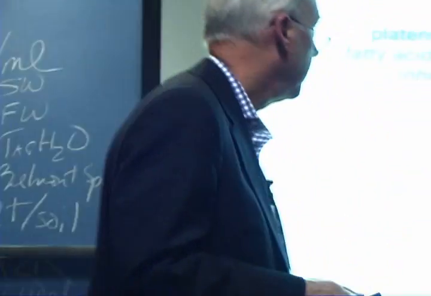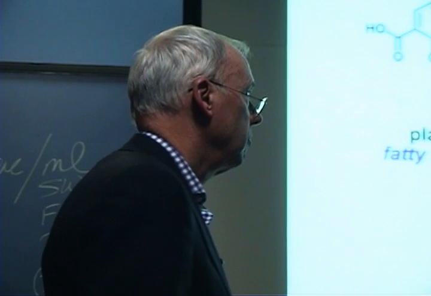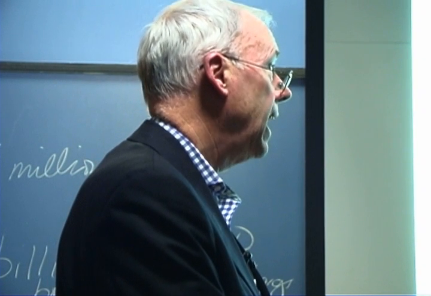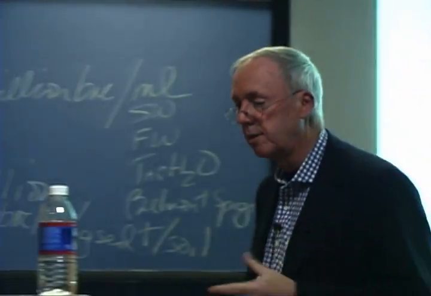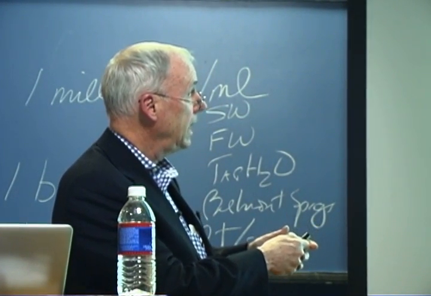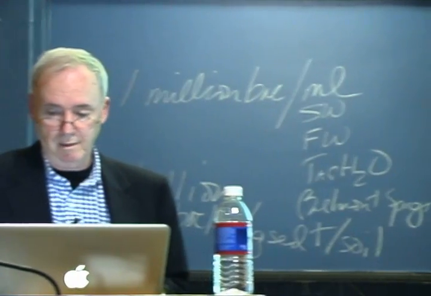So in the concept that there are architectures of natural products that are evolved over eons to bind to their targets, maybe we should focus on new scaffolds. And so there's that abysomycin scaffold, the platensimycin scaffold from Merck, and one from GSK that I won't go into in detail. And it's just an issue of new architectures may enable chemists to keep the important piece and vary the foliage in useful ways.